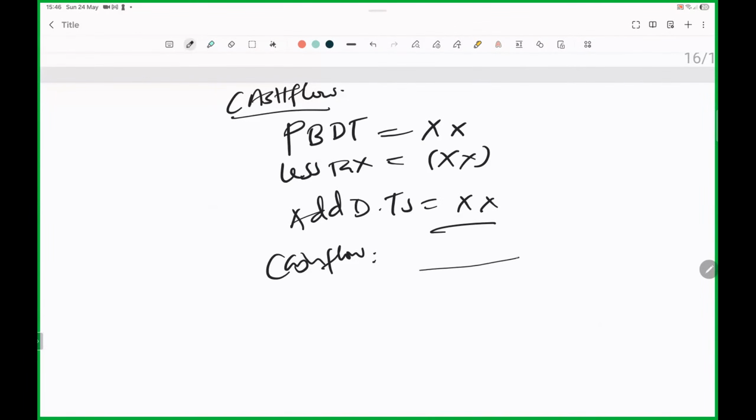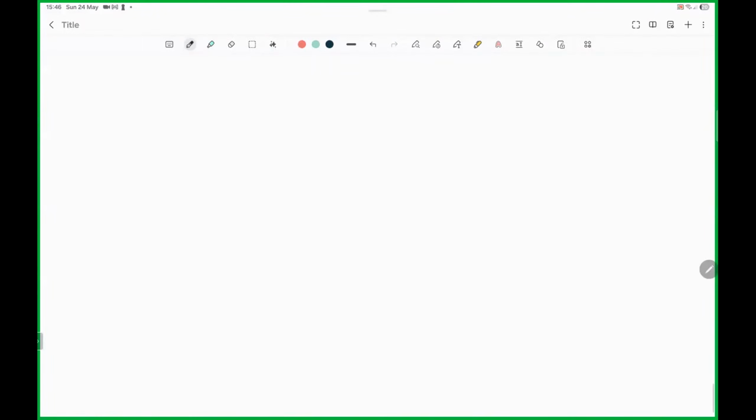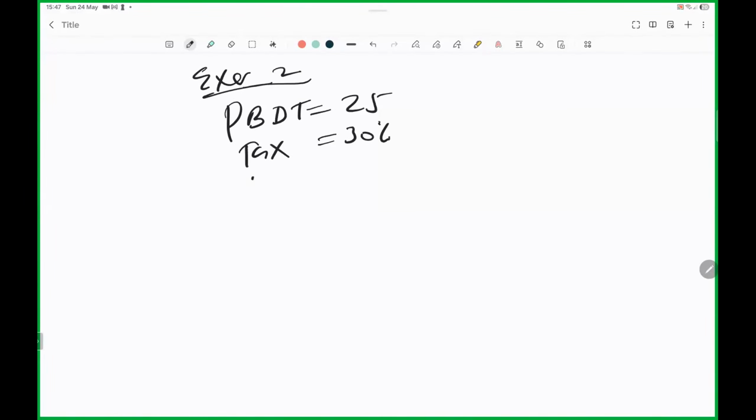Now, ladies and gentlemen, I would want to try you. Please allow Mwalimu to try all of us. Exercise number 2. Very important. So here, you're given PBDT is 25. You are given rate of tax as 30%. Depreciation, you are given 10. You are needed to give us cash flow.